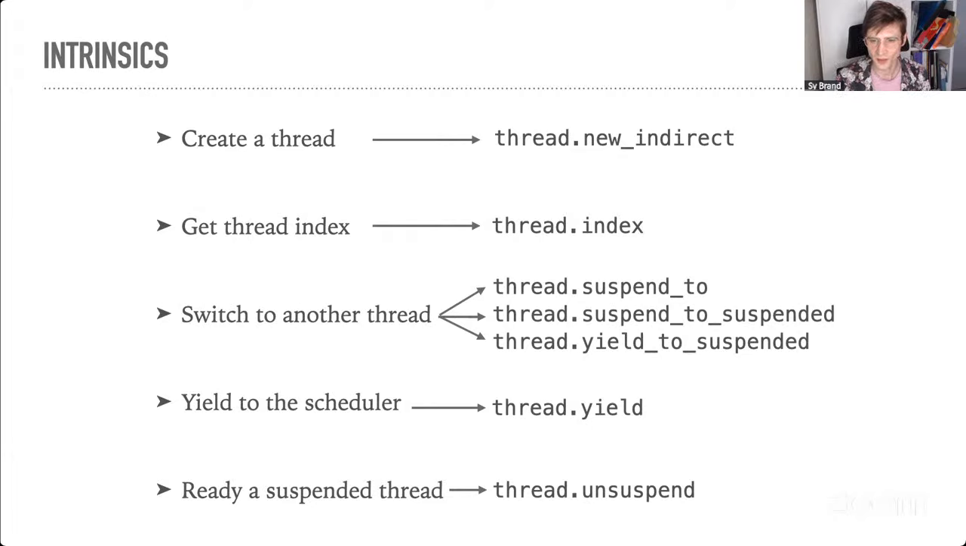Most of these are one-to-one. We've got thread new indirect for creating a thread. The one here which has a few options is when you want to switch to another thread: there's a few options whether you want to leave yourself suspended or leave yourself available to be scheduled at a later date. And there's some nuances here that I don't really have time to get into right now. These are not entirely represented in the specification yet. Luke is working on some PRs for that.